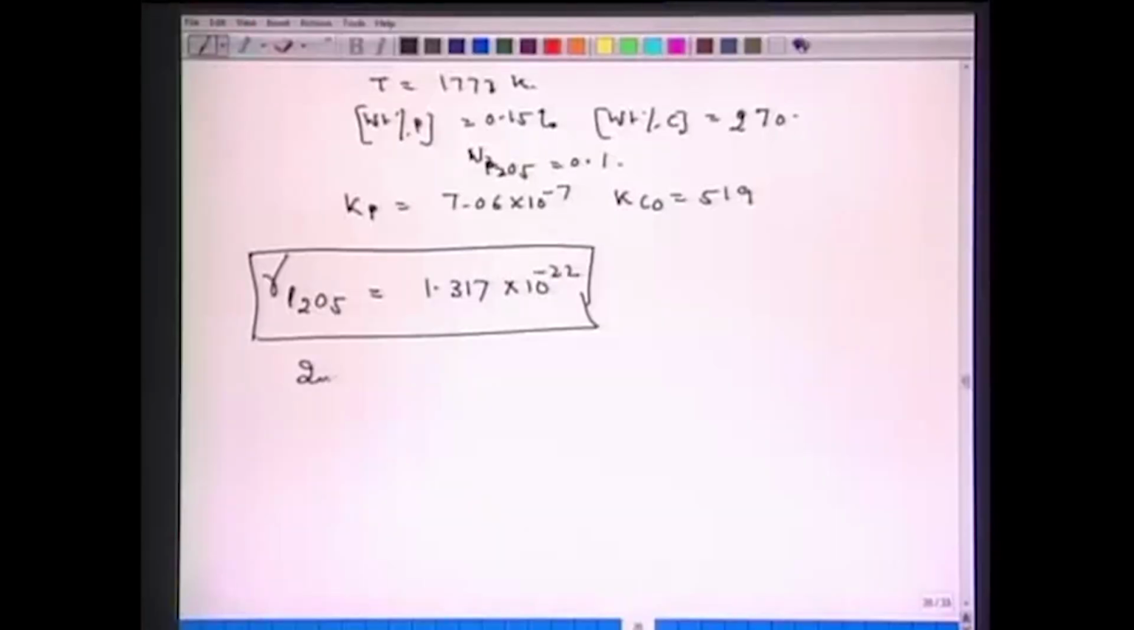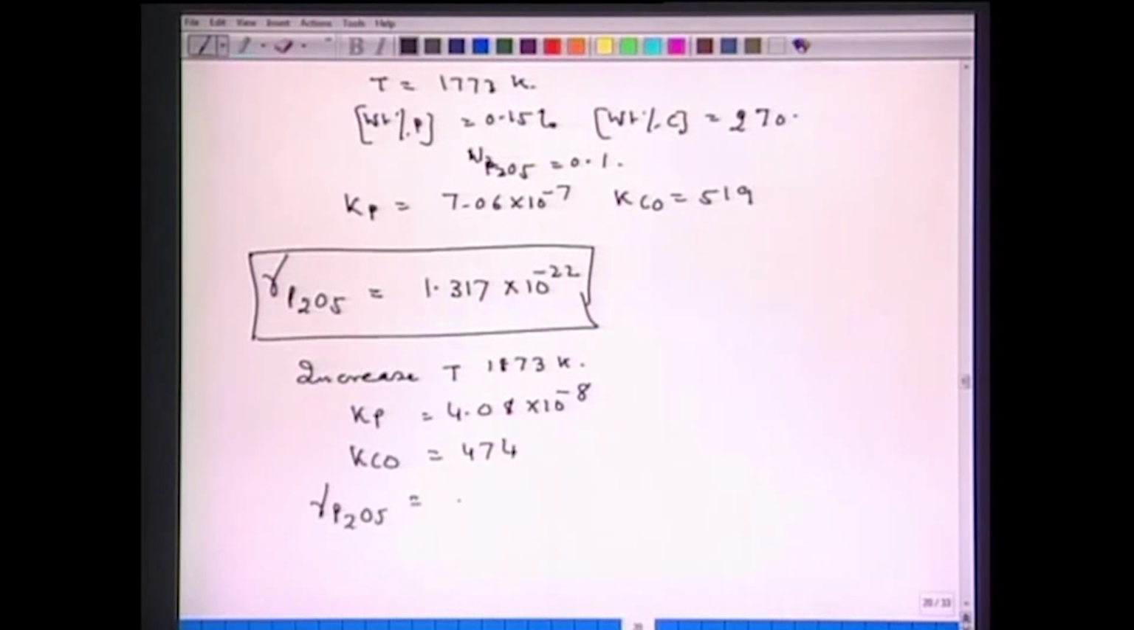Suppose I increase the temperature to 1873 Kelvin, then Kp is equal to 4.08 into 10 to the power minus 8, KCO is equal to 474, and the gamma P2O5 which I will require is equal to 1.42 into 10 to the power minus 23. That is, if you go for a little higher temperature, the phosphorus reaction may occur, but you still require a very large reduction in the value of gamma P2O5.